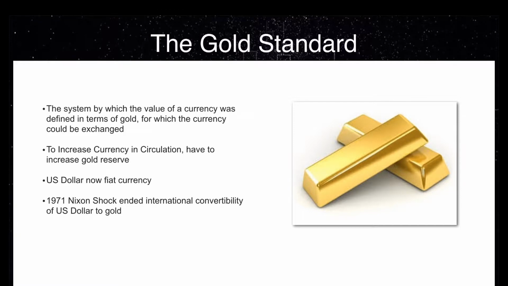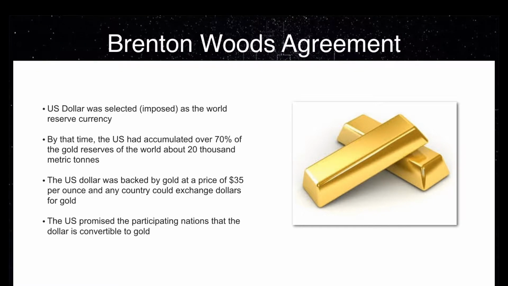The US dollar is now a fiat currency, and it completely went away from any type of ties with gold in 1971, with the Nixon shock, where he ended the international convertibility of the US dollar to gold. Countries that were holding US dollars back then could exchange them for a particular amount of gold. Nixon ended that in 1971, and really since then the US dollar hasn't been backed by gold or any asset. And so we're considered a fiat currency.